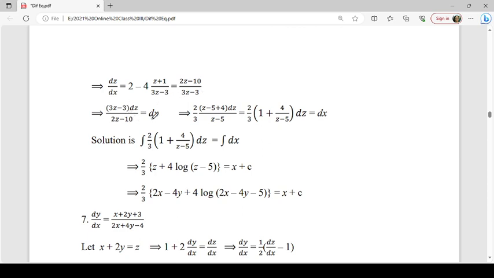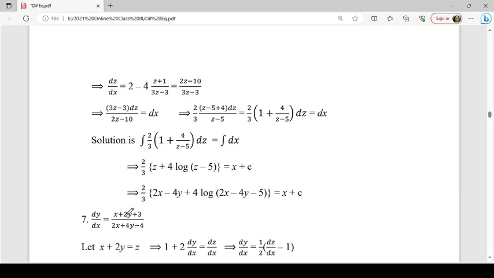Then the variables are separated, so we integrate this. The right hand side is only x, and the left hand side we have to integrate. We get this in terms of z, and in place of z we again write 2x minus 4y. So this is the solution.